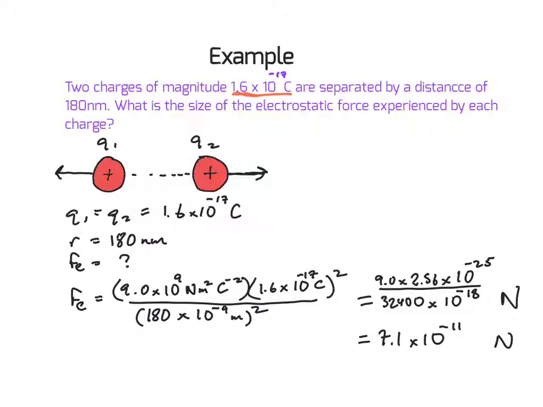And so two charges of magnitude 1.6 by 10 to the negative 17 coulombs are separated by a distance of 180 nanometers. So very often we underline these important things we're given. What is the size of the electrostatic force experienced by each charge? Okay, so it's not the total, it's by each charge.